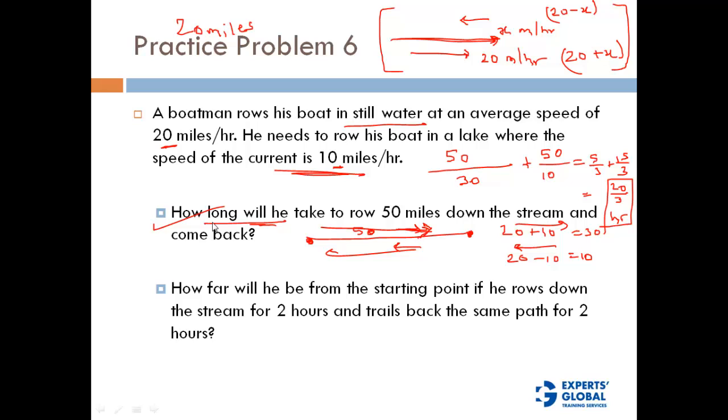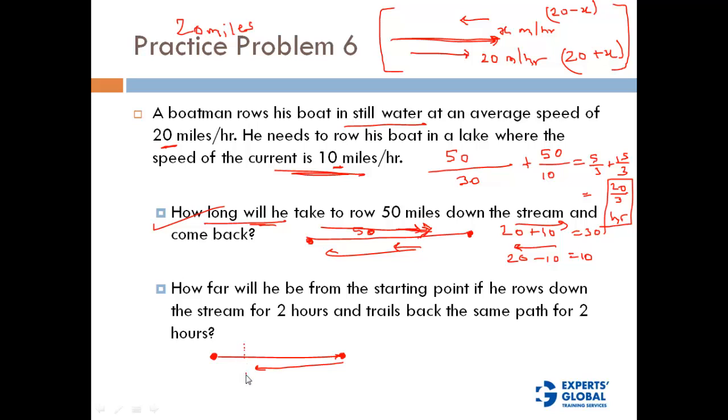Let's look at the second question. How far will he be from the starting point if he rows down the stream for 2 hours and back up the stream for another 2 hours? So he starts from here, goes down the stream for 2 hours, he reaches some point and he comes back. So obviously he is not going to reach this point. He is going to fall a little bit shorter.